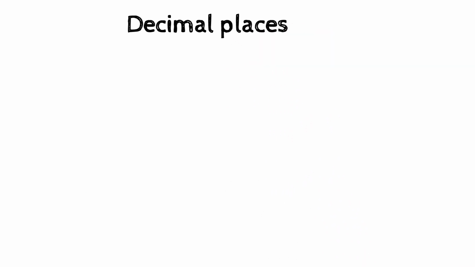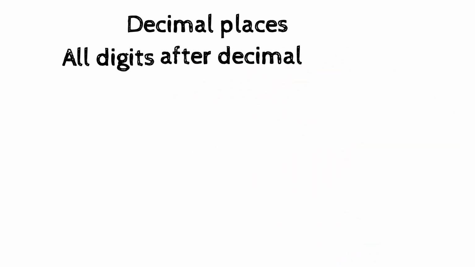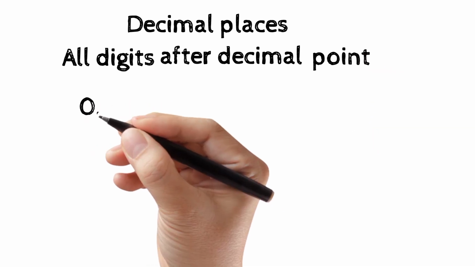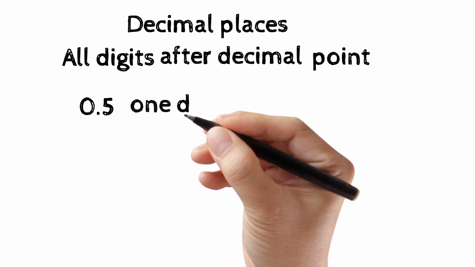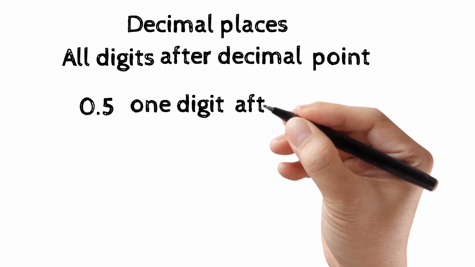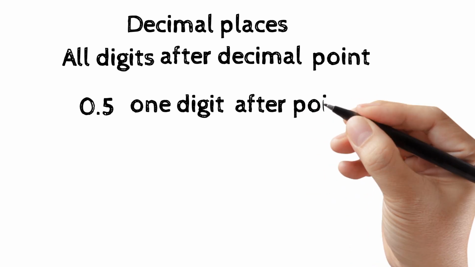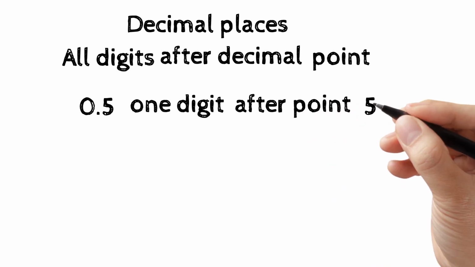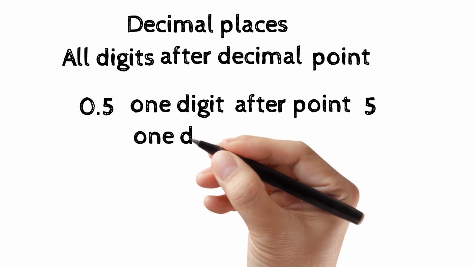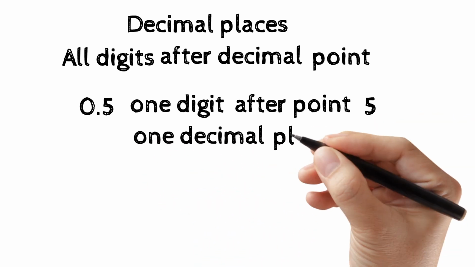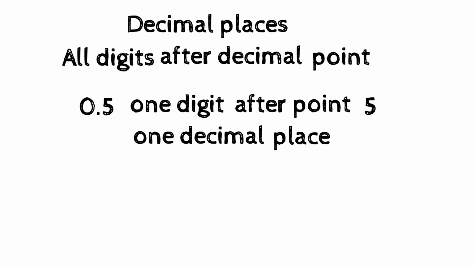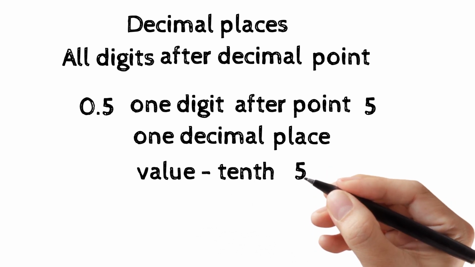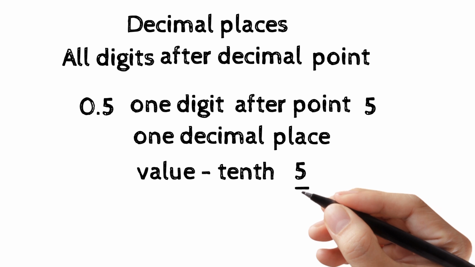Now, the decimal places. What are the decimal places? Decimal places are all digits which are after the decimal point. For example, in 0.5, we have one digit which is after the decimal point, and this digit is 5. So in this case, we say we have one decimal place because we have only one number after the decimal point. Now the value is tenths, so you say just 5/10.